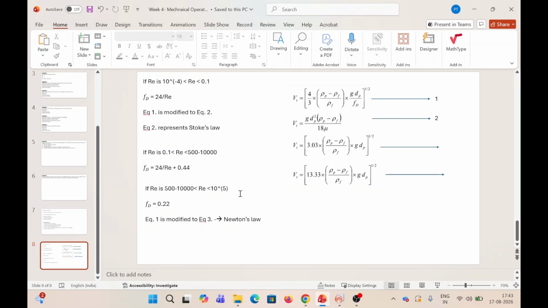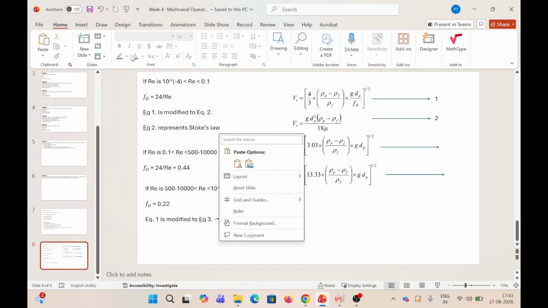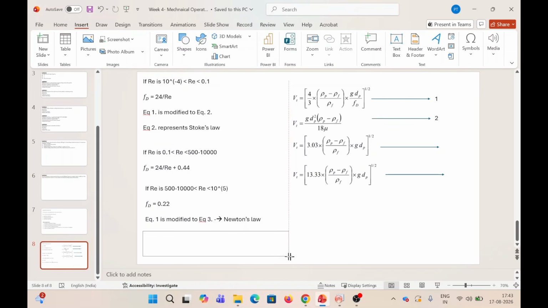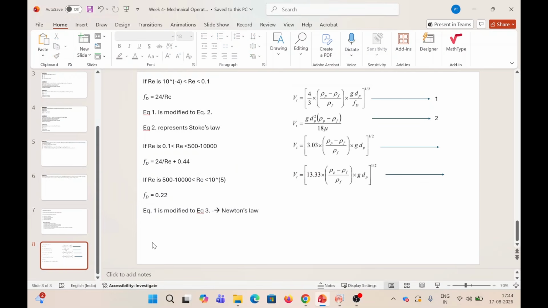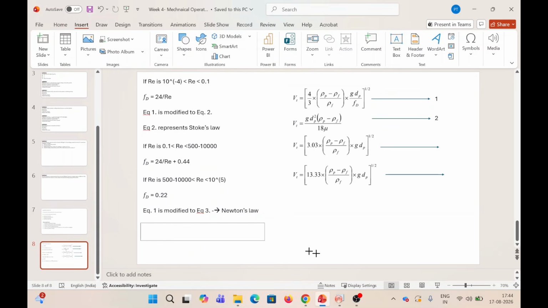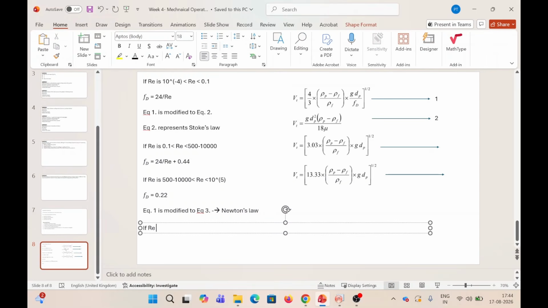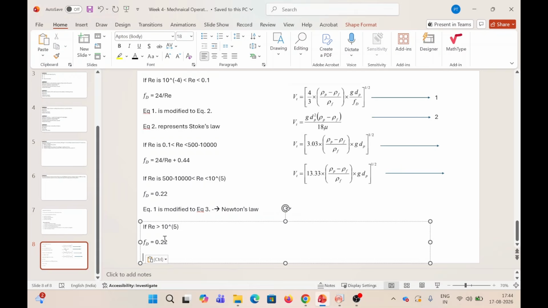Similarly, if the Reynolds number is going to be greater than 10 power 5, then fd is going to be 0.05, then equation 1 is modified to equation 4.